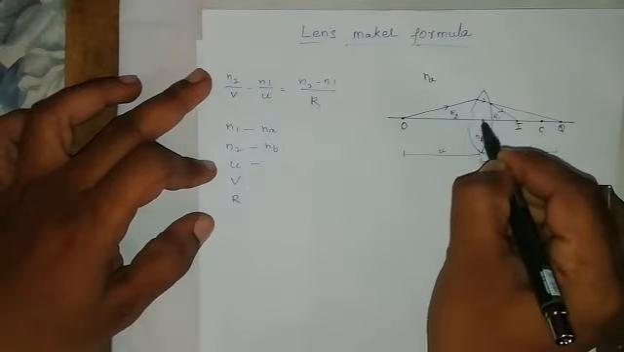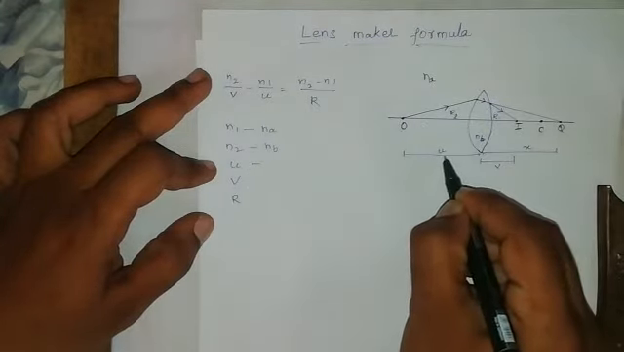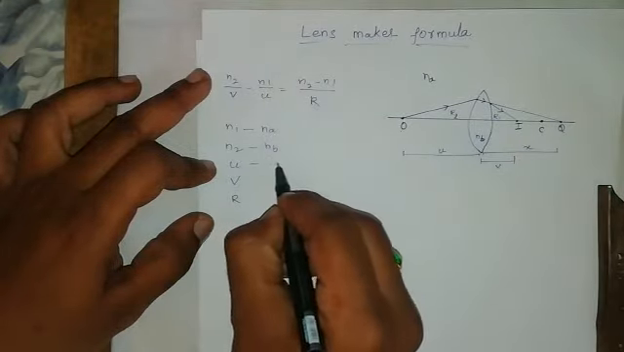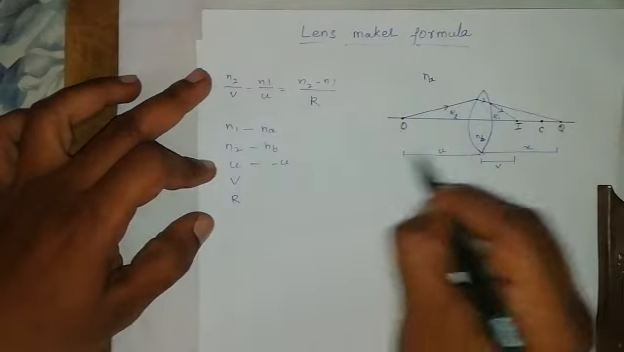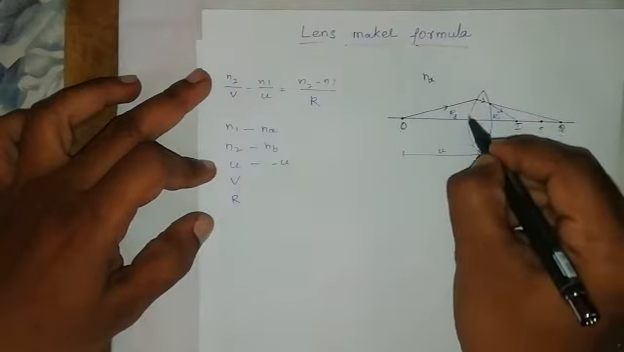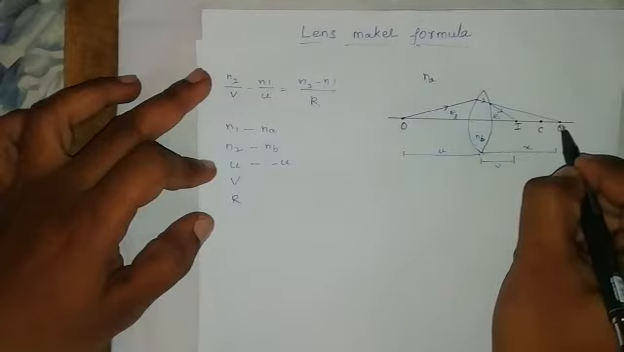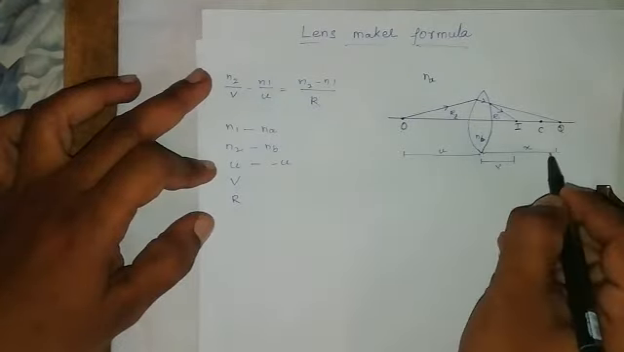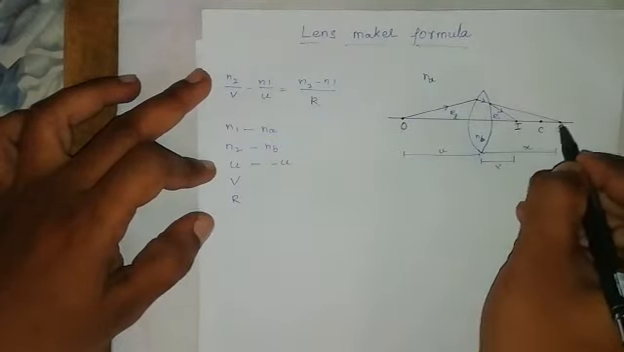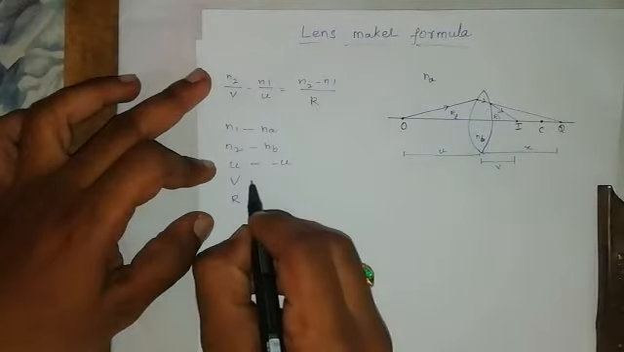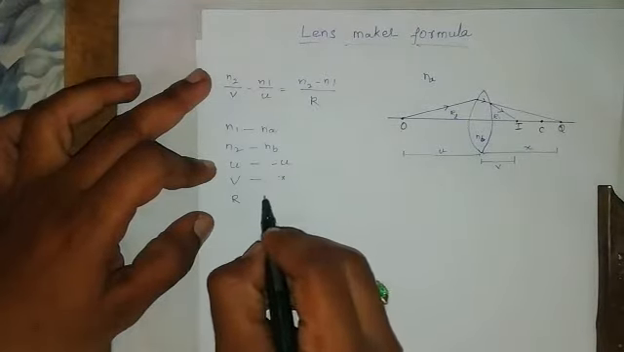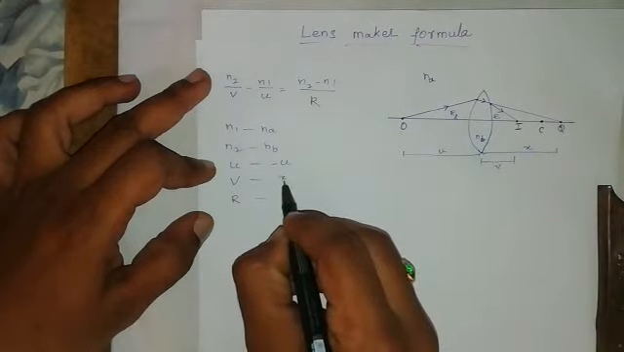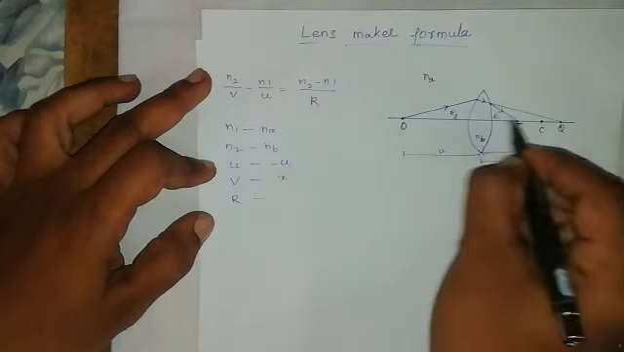And what is u? u is the object distance. Obviously it's an object distance here, but according to the sign convention it is negative, so this is minus u. But it's not the image distance here, because due to the first curved surface the image is formed at Q. Therefore the distance from the lens to the image formed by the first curved surface, this one, is x. So v is equal to x. That's also positive, as x is in the same direction as the incident ray.